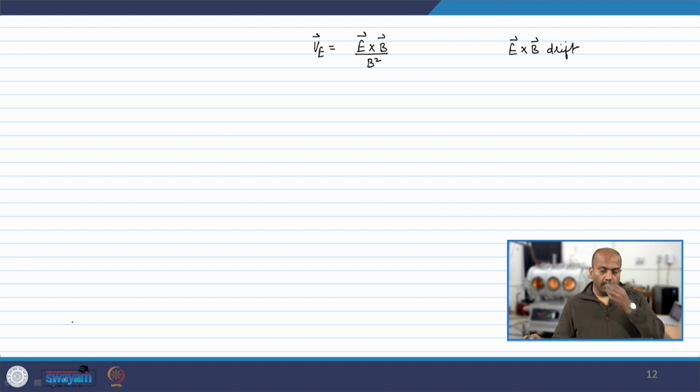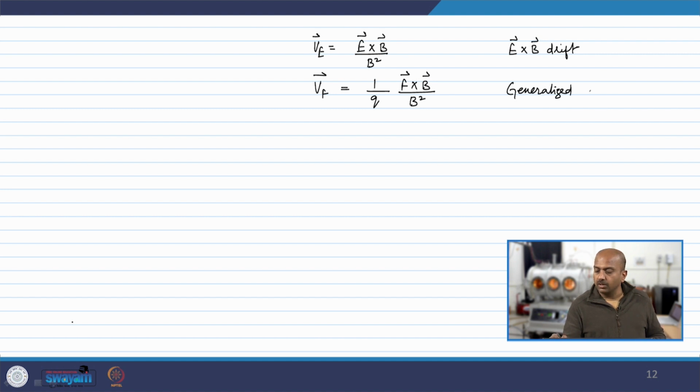drift, right. Now, this is a constant, you see, E cross B, both of them are not varying with respect to time, they are also homogeneous. So, this is a constant term, that means that appears on the right hand side. A more general case, let us say we call it as V_F, which is the generalized drift, which we write as 1 by q times F cross B by B square. The name for this is generalized expression for drift or generalized drift due to a non-zero force F, that is it.